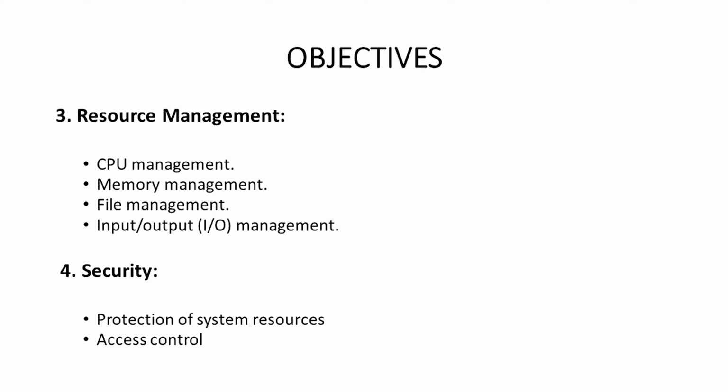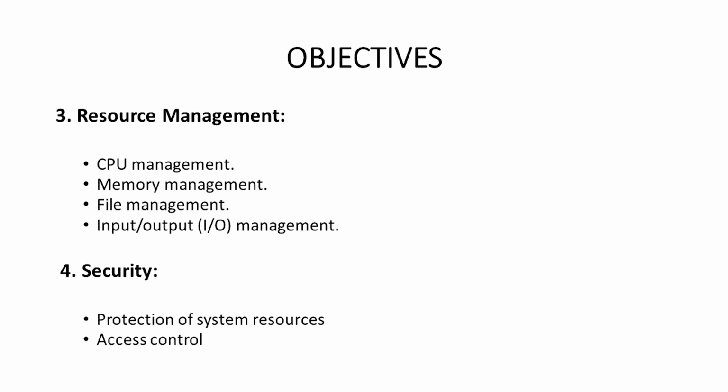And the fourth objective is security. In that we have protection of system resources. In the protection of system resources, the operating system needs to protect itself as well as user data from unauthorized access, ensuring the confidentiality, integrity, and availability of information. The next one is access control. It implements access control mechanisms to regulate who can access specific resources.